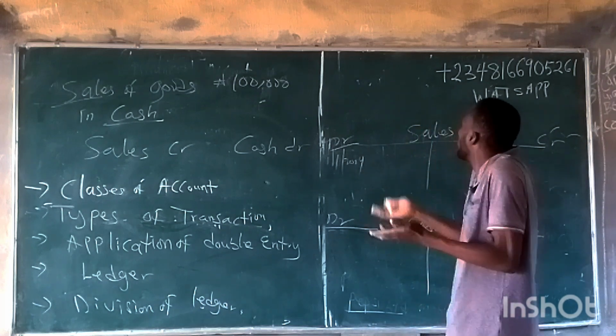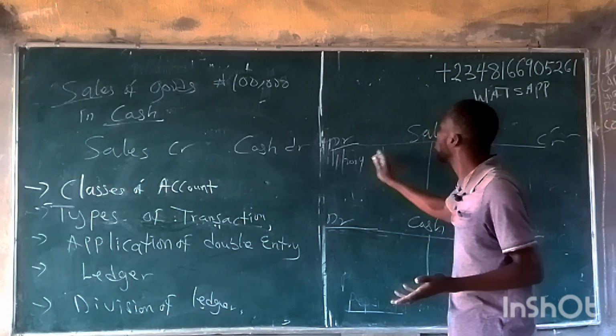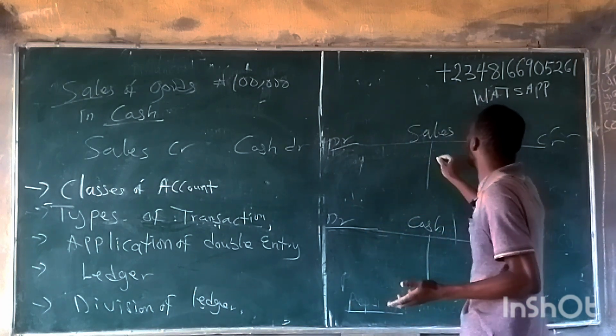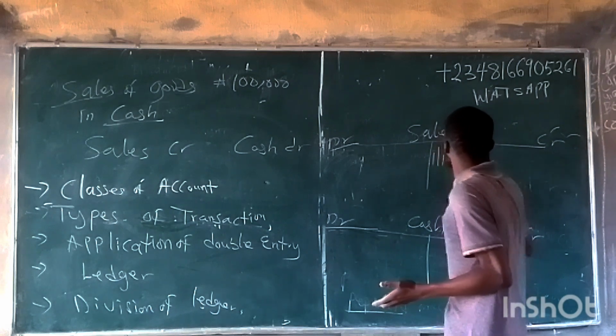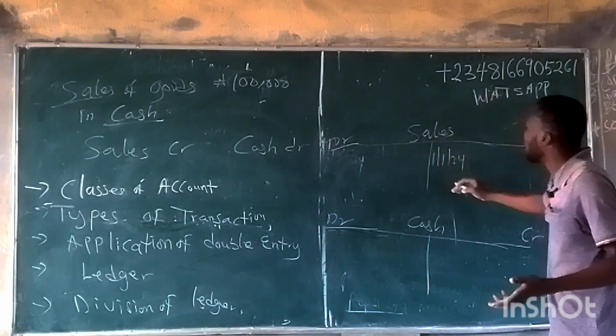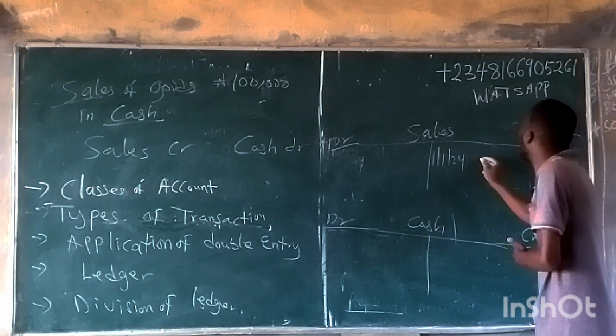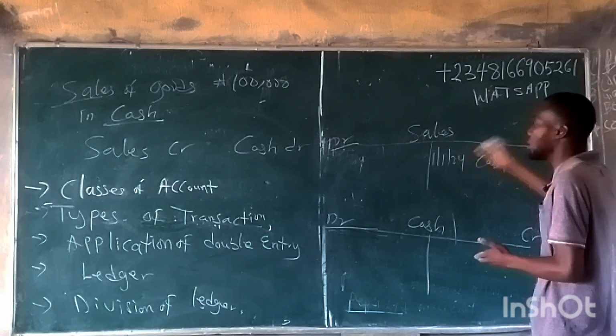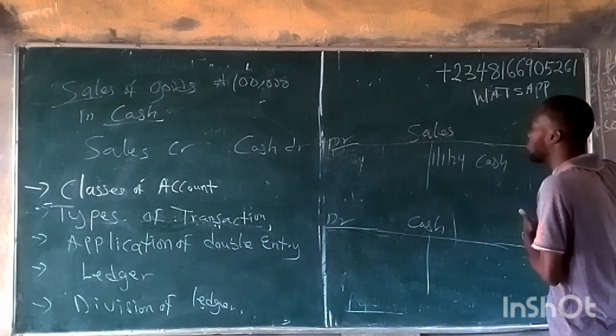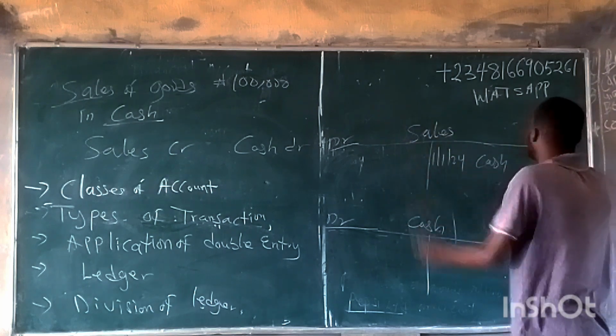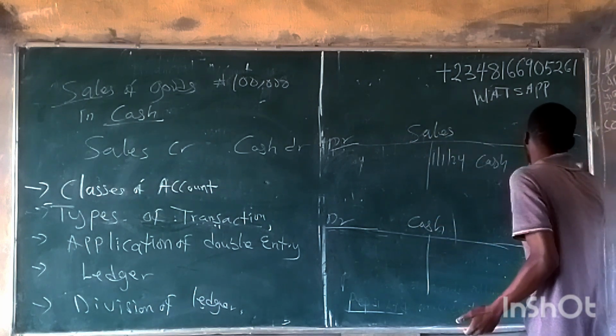Then what will be the details? Sorry, we should be at the credit side. This is the date. Then the next thing is the detail, that is the particular. What am I going to put there? Cash, because the sales account is at the credit side. Then the next thing is the amount. How much is it? We have 100,000 naira.